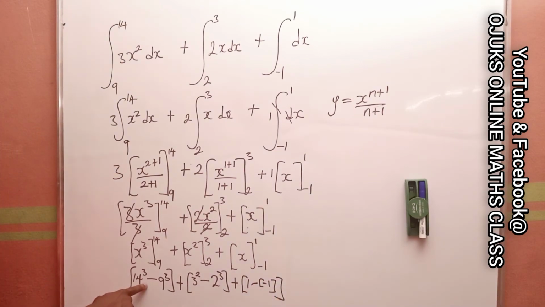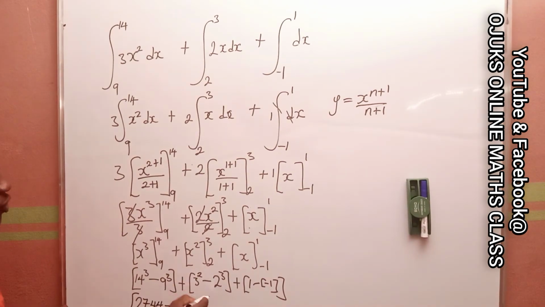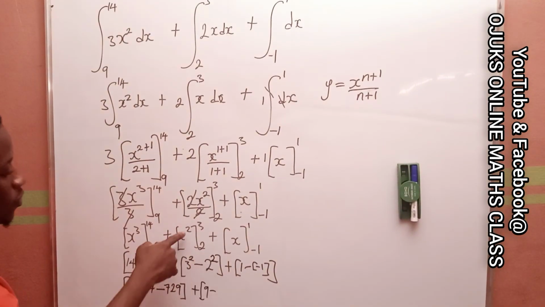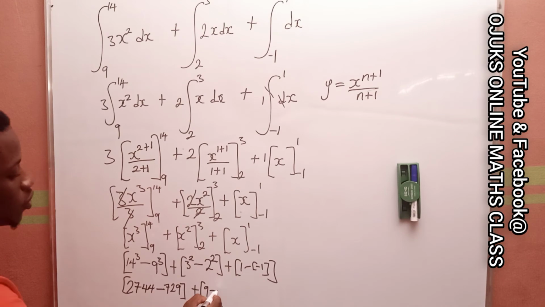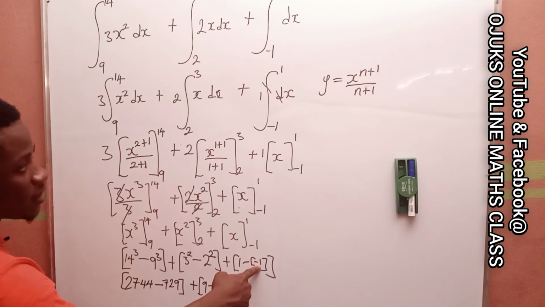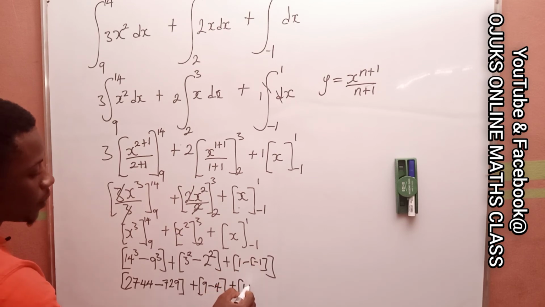So we'll solve further. 14 raised to the power 3, we have 2,744, minus 9 raised to the power 3, we are having 729. Then plus 3 raised to the power 2, we are having 9, minus 2 raised to the power 2, sorry, here it should be 2 raised to the power 2 because x is raised to the power 2. So 2 raised to the power 2, we are having 4. Then plus 1 minus minus 1 is 1 plus 1.